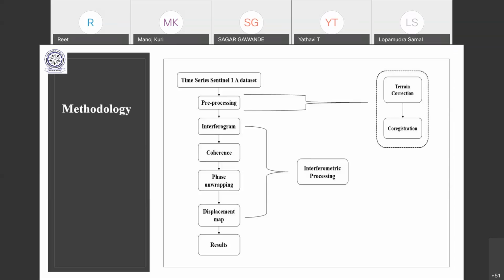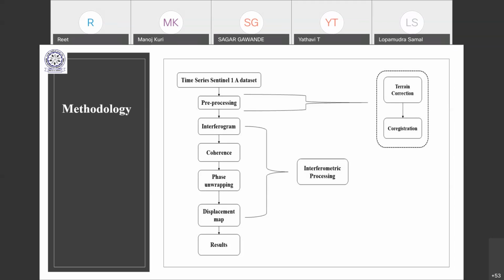So this is the methodology that we used. We use time series Sentinel-1 data, then some pre-processing is done, an interferogram is generated, and coherence is studied. This is a common flow chart for all types of studies.